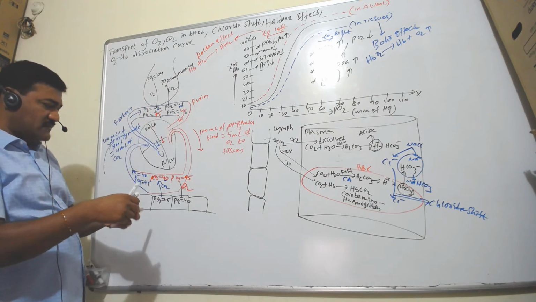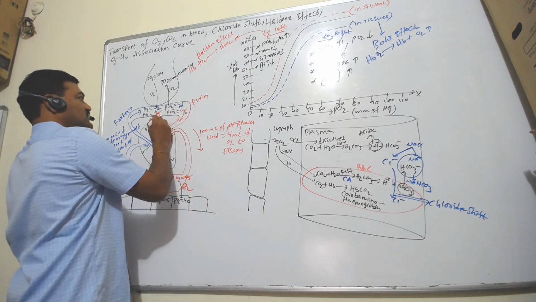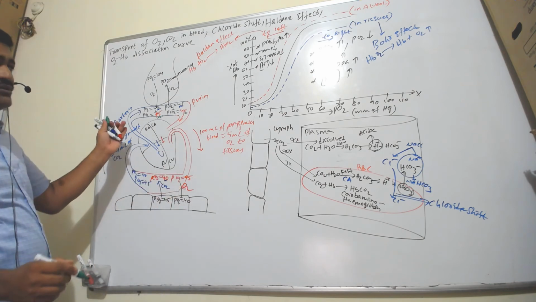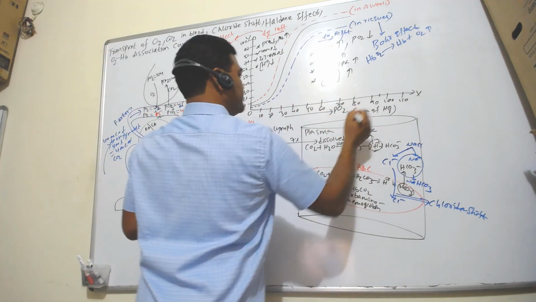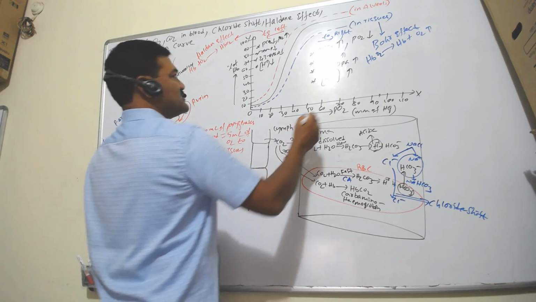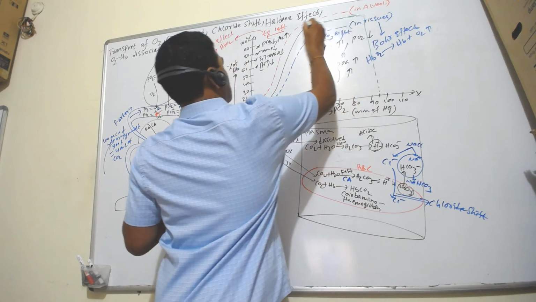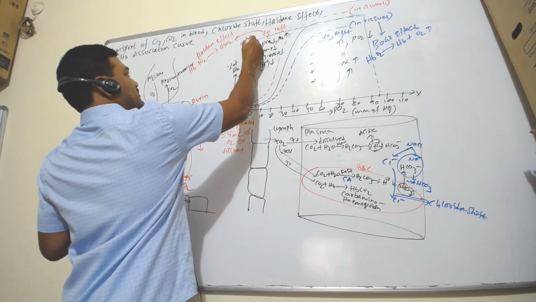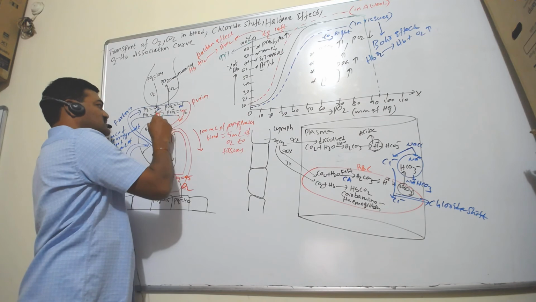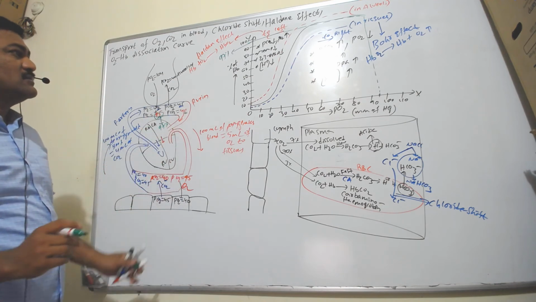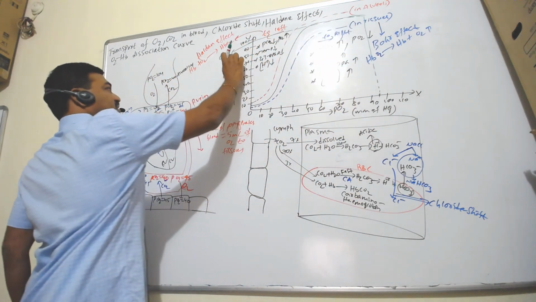I want you all to observe one thing over here. In the pure blood, where the partial pressure of oxygen is 95, what is the hemoglobin percentage? You can find out now looking at this graph. When the partial pressure of oxygen is 95, that would be something like 97 percentage. When the partial pressure of oxygen is 95 torr, the percentage of hemoglobin saturated with oxygen is 97 percentage.